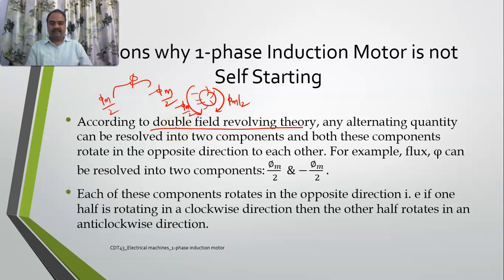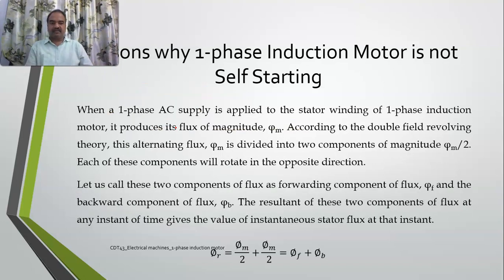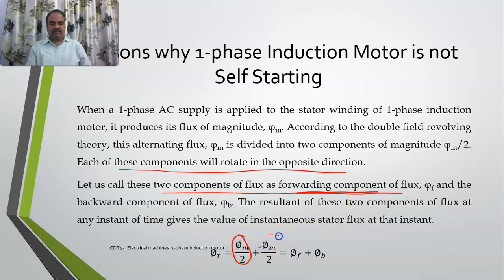As a result, both of them cancel out each other. So the net flux will rotate in both directions. We'll call these two components of flux, one which is moving in the forward direction, the forward component, and the other one the backward component, which is moving in the opposite direction.